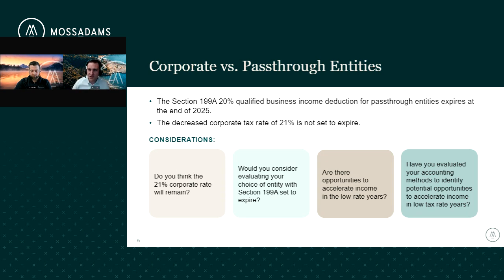One of the largest changes that really happened was the corporate tax rate being reduced to 21%. Previously, that rate was at 35%, so it was a huge reduction in the corporate tax when it went from 35% to 21%. That is a provision that is not set to expire. That's going to continue going forward. It was a permanent change.